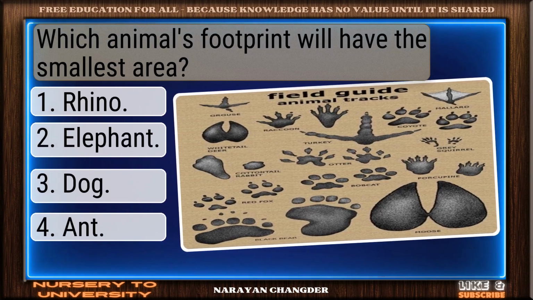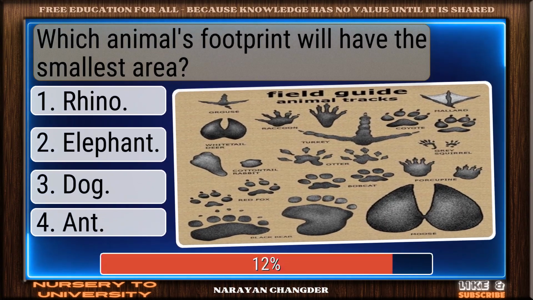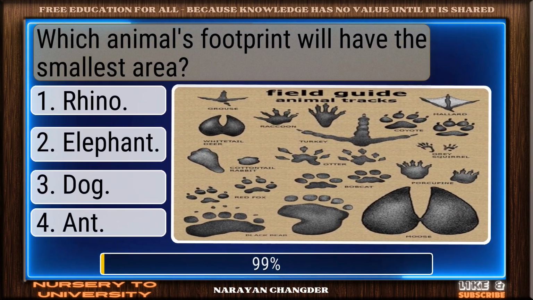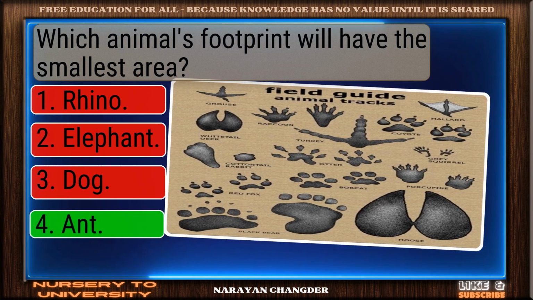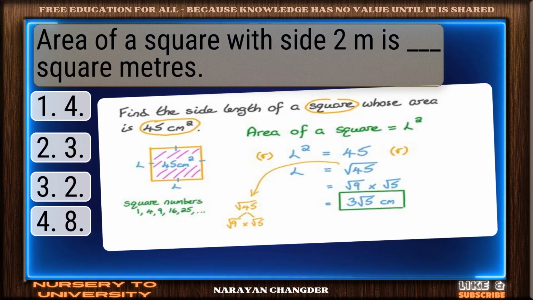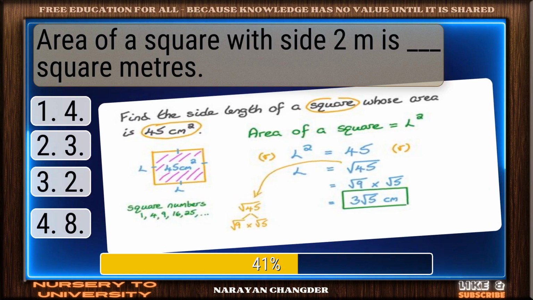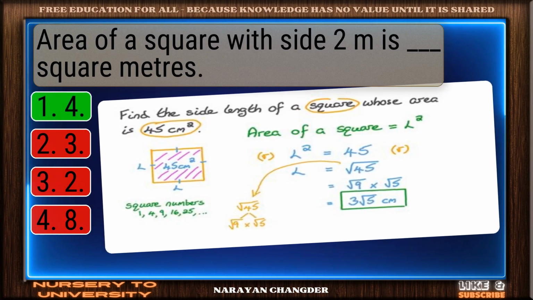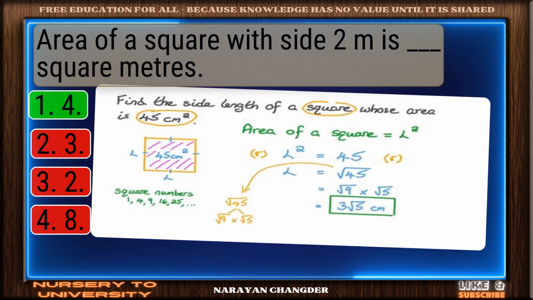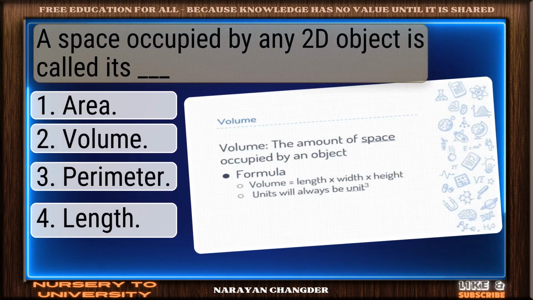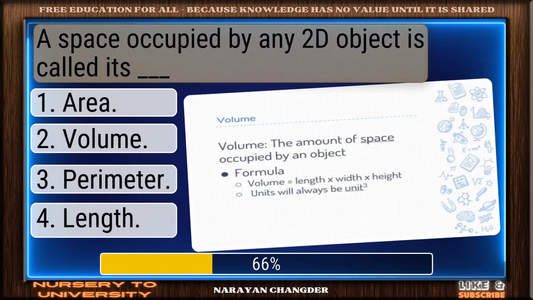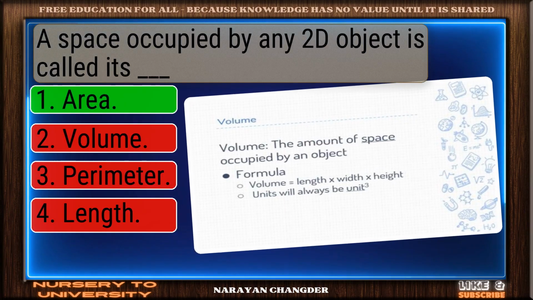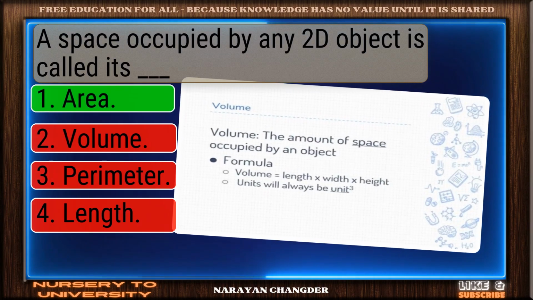Which animal's footprint will have the smallest area? Excellent. Ant is a brilliant choice. Area of a square with side 2 m is dash square meters. Strong choice. 4 is the right answer. A space occupied by any 2D object is called its dash. Good thinking. Area is the right answer.